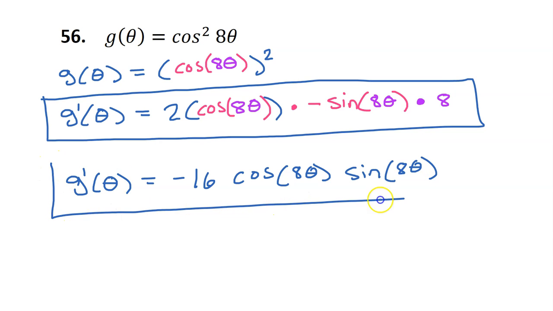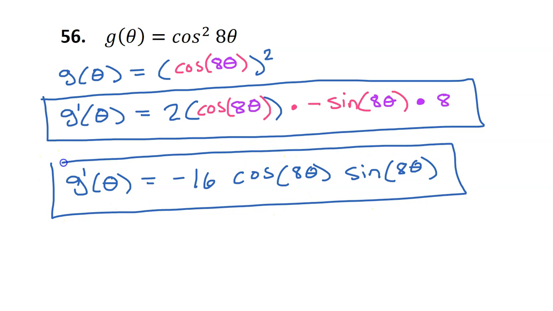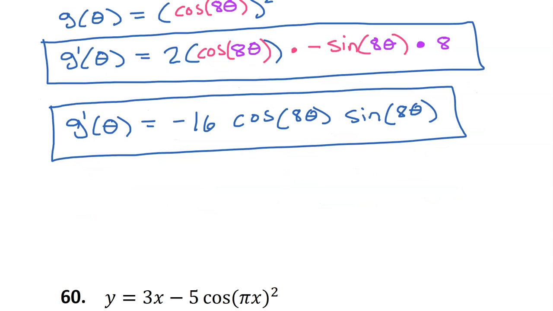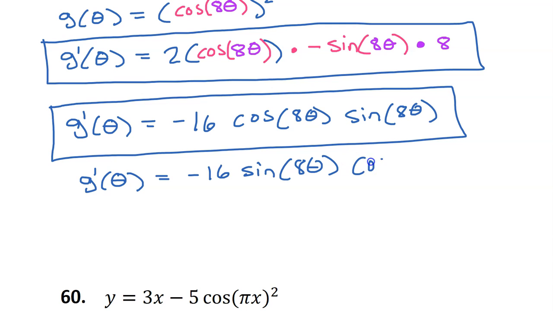So this is a simplified version of the answer. I almost missed it, you guys, but there is another version of this answer that you are likely to see on a multiple choice question. To make it more obvious, I'm just going to flip these around real quick first. So obviously this is the same as negative 16 sine 8 theta cosine 8 theta.